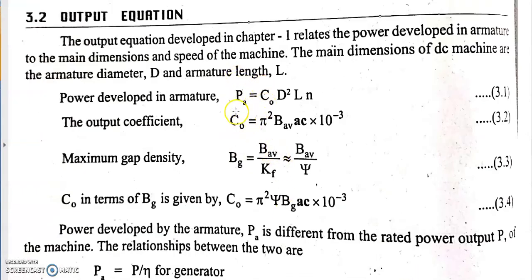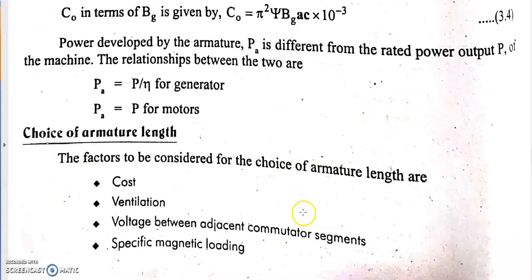So in the output equation, which we have already derived in the previous video lecture, the D square L term is there. But now we have derived a criterion to separate this D and L from this D square L. And this equation we also discussed in the previous class. In most cases, we will be assuming PA will be equal to P by eta for a generator and PA will be equal to P for motors if the motor is used for high capacity applications.